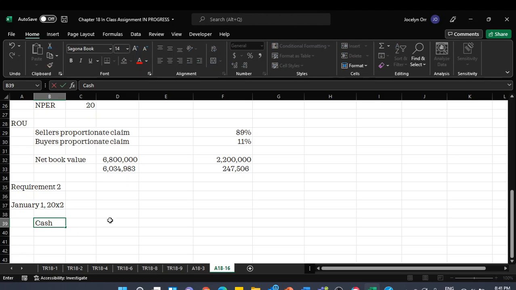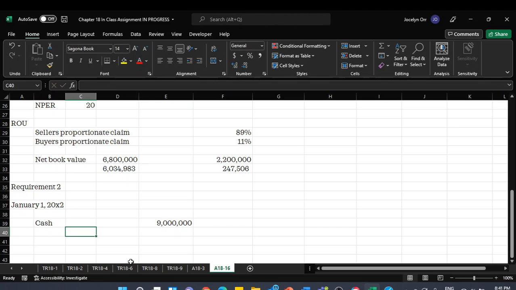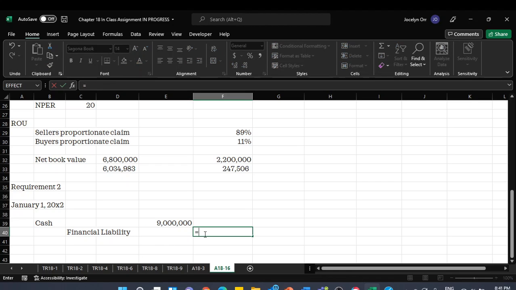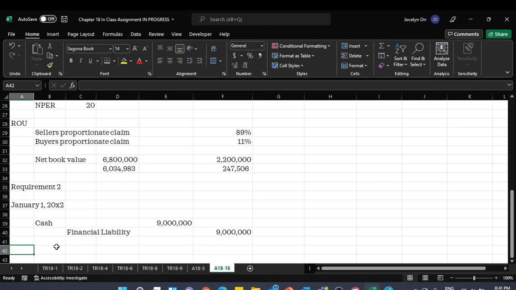So we record the cash that we received for the asset, which was $9 million, and we're going to record a financial liability, okay, for the same amount. We are not writing off the original asset off of our books. We are not recording the lease agreement with the right of use asset and the lease liability. Okay, so the entry is actually much more straightforward.